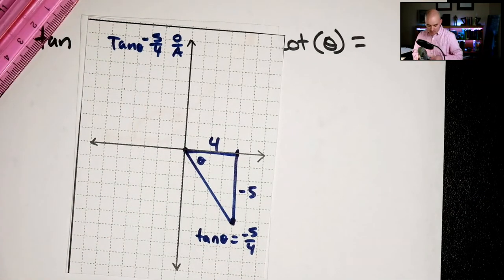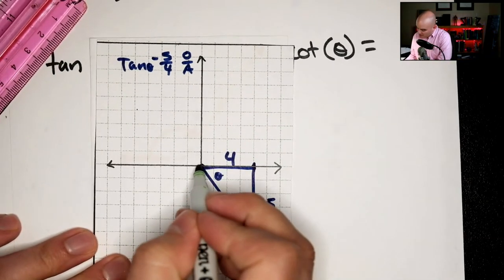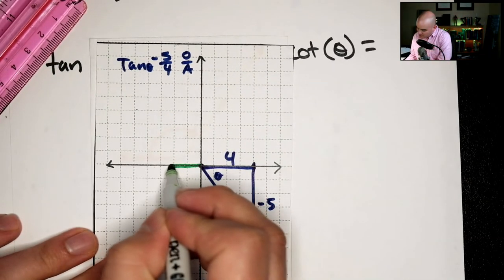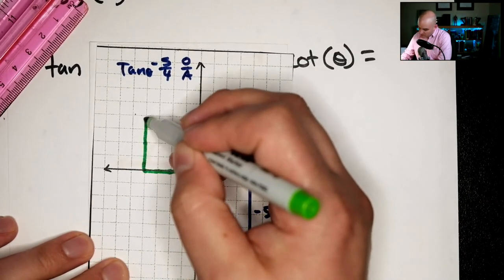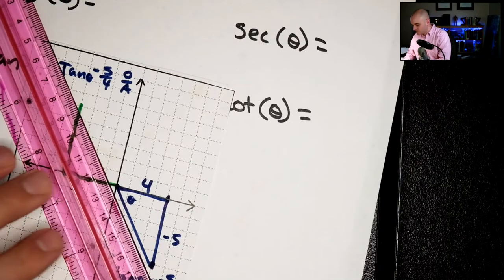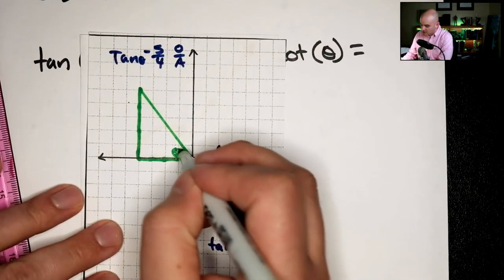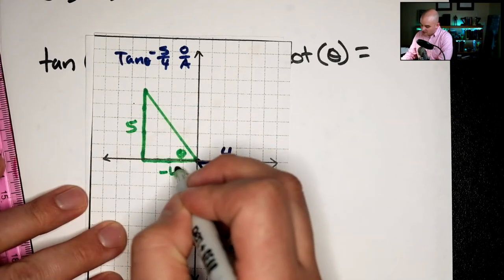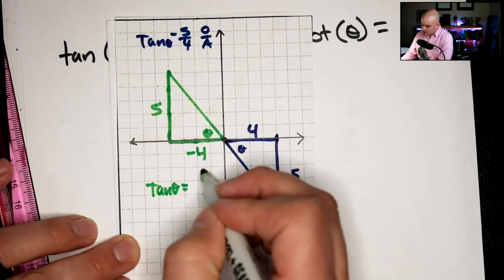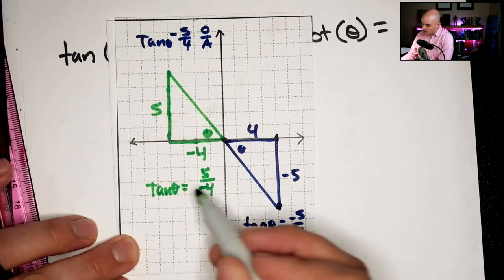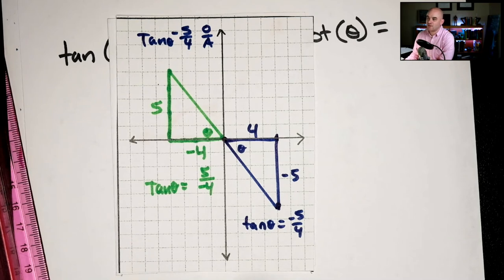The other triangle I could make looks like this. I could say, what if we made the 4 negative? And we go 1, 2, 3, 4 this way, and then up a positive 5. Call this theta. This side is 5. This side is negative 4. Let's do our opposite over adjacent. We get the tangent of theta equals the opposite side 5 over negative 4. Notice both of these will make the tangent equal to negative 5/4.